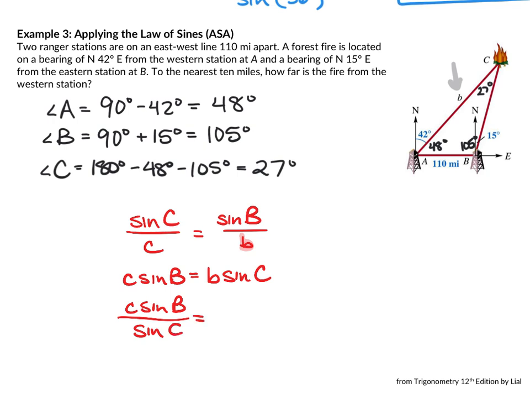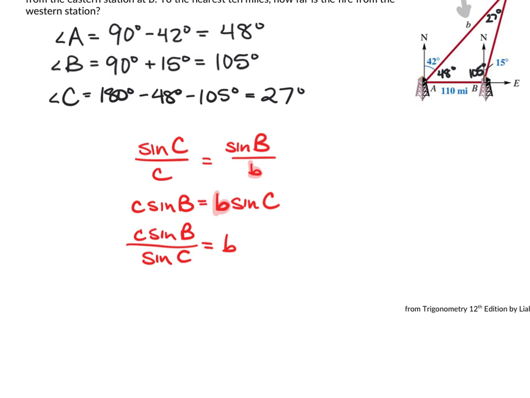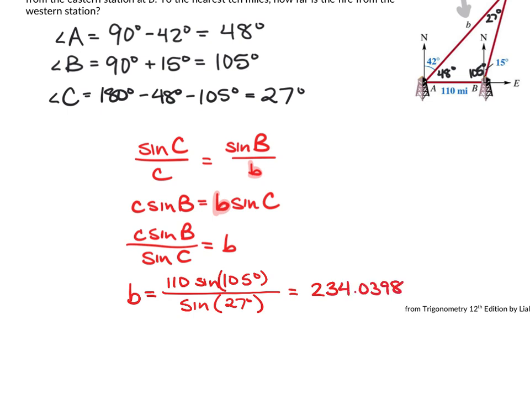Like I said, that amount of math is going to get really easy for you soon, where you might be able to go from start to finish without having to show me some work. But while it's our notes, we're going to show all the work. We plug in what we know. We know that C is 110 miles, that angle B is 105 degrees, and that angle C is 27 degrees. Shove that into a calculator, and voila, we would have 234.0398 miles.